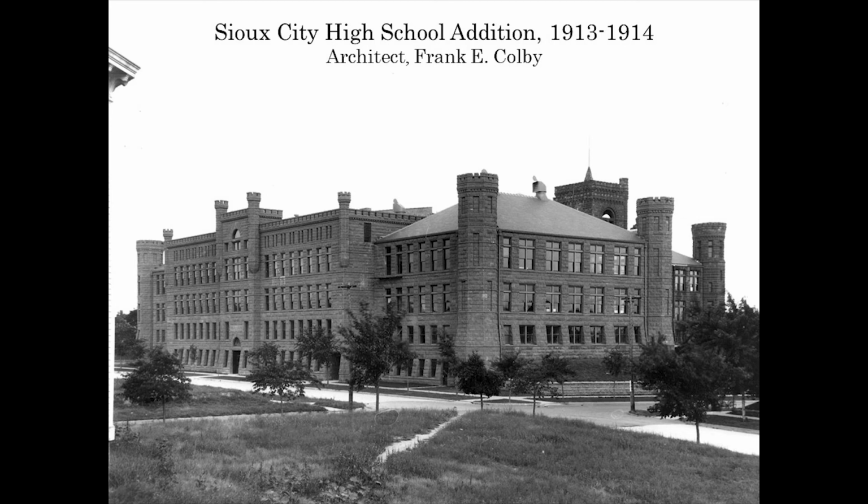Sioux City High School was added onto in 1913 and 1914 in a design by Frank E. Colby. Of course, in keeping with the earlier architecture, Colby and the school district decided to have the new addition of the building built in the style of the existing building, so we just get a much larger Richardsonian Romanesque style building. It's interesting, the quarry from which the stone came, from which the original building had been built, had closed. That quarry had to be reopened to get the right color of stone to Sioux City to build this addition.